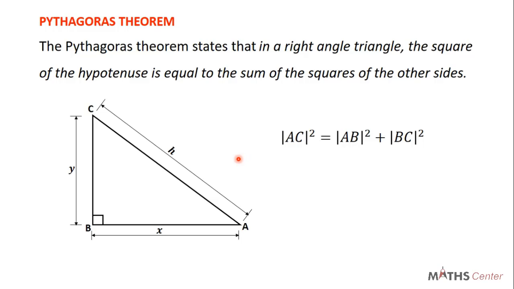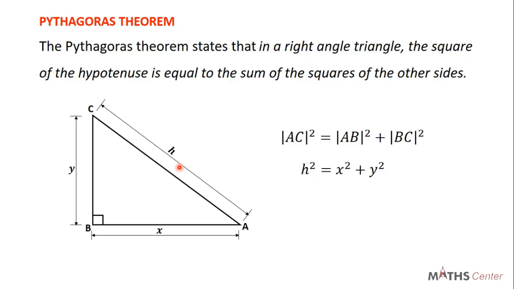So all that the Pythagoras theorem says is that if you have a right angled triangle like we have in this diagram, the hypotenuse squared, we've learned how to identify the hypotenuse. We said it is the longest side or the side facing the right angle. So in this diagram, the hypotenuse is AC. The hypotenuse squared is equal to the sum of the squares of the other two sides. So here, AB squared plus BC squared.